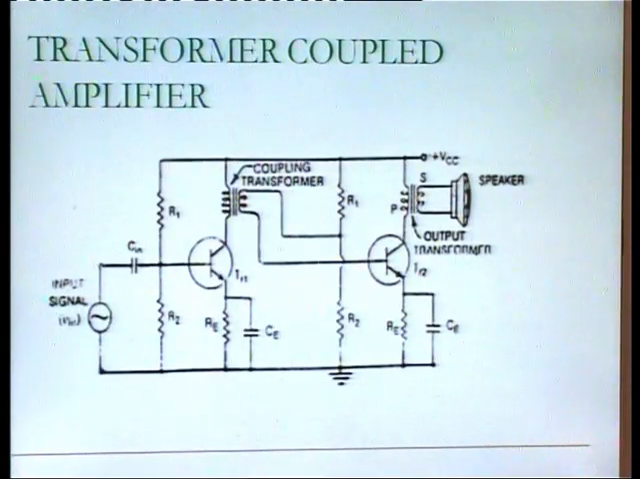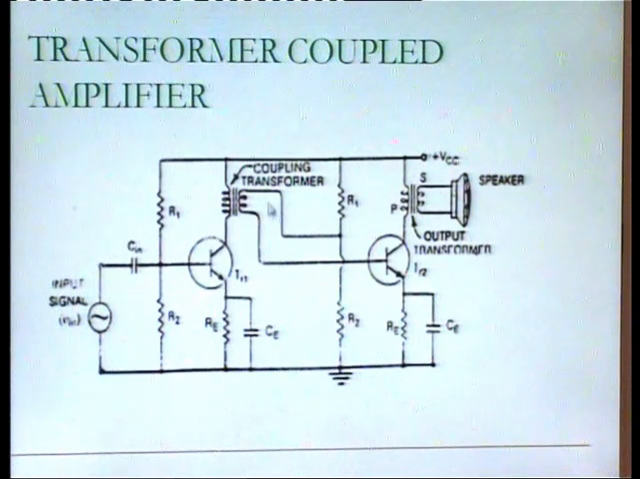Now considering the second coupled amplifier, that is your transformer coupled amplifier. Again, consider two stage amplifiers. This is your first single stage and this is your second single stage transistor amplifier. What we have modified from your RC coupled amplifier is the coupling. As the name indicates, you are using a transformer to couple your first single stage amplifier to your second single stage transistor amplifier.